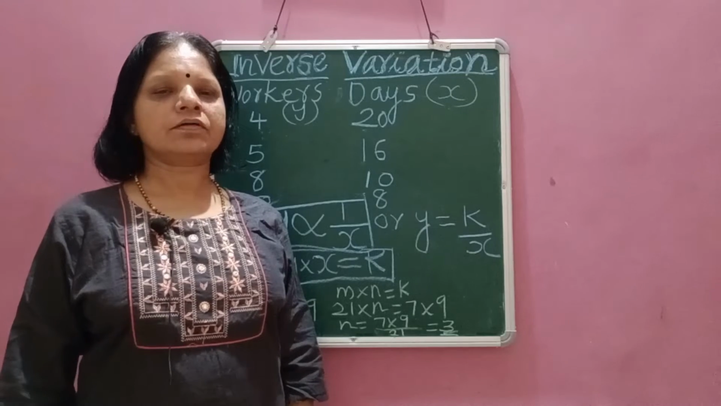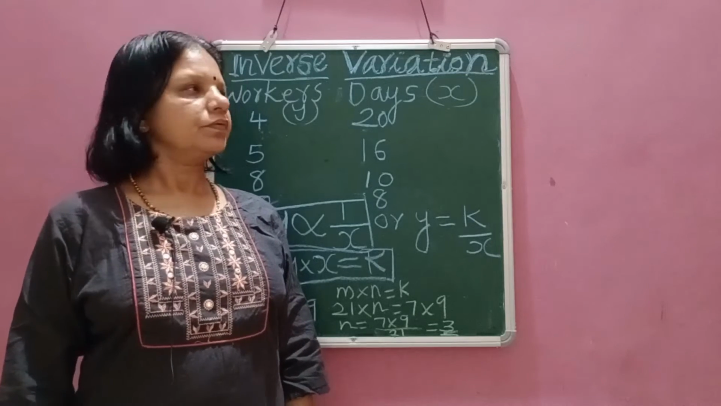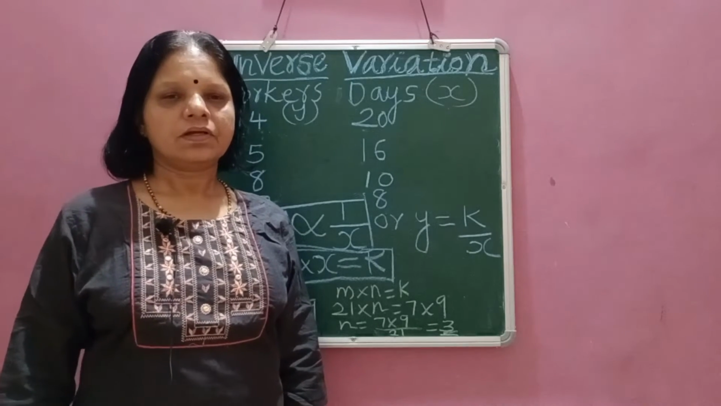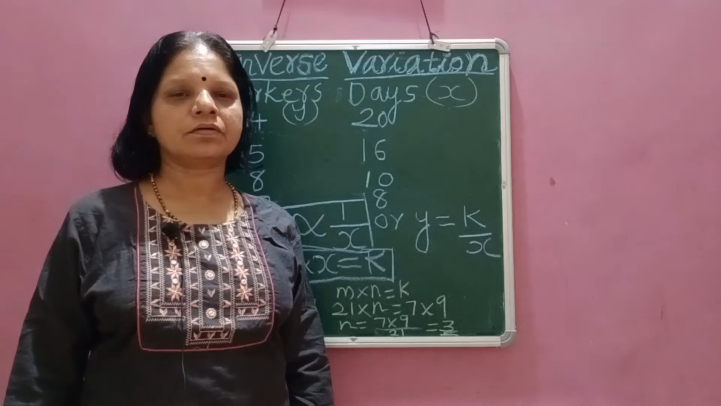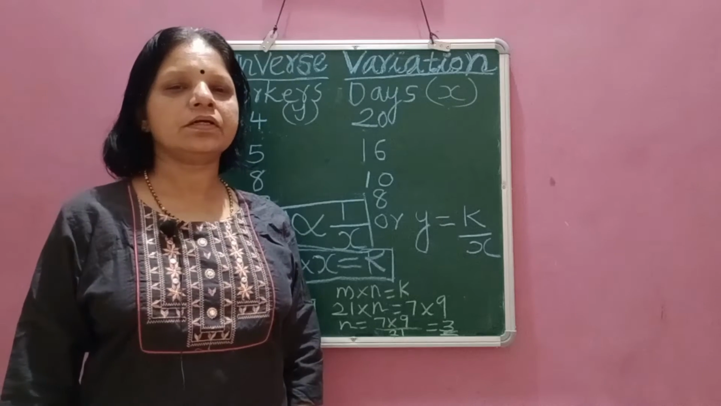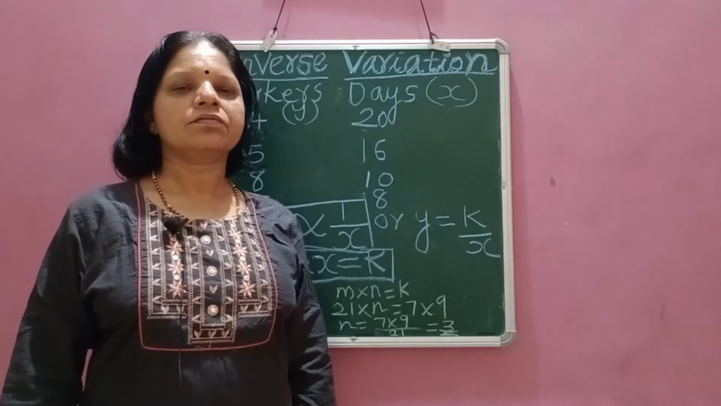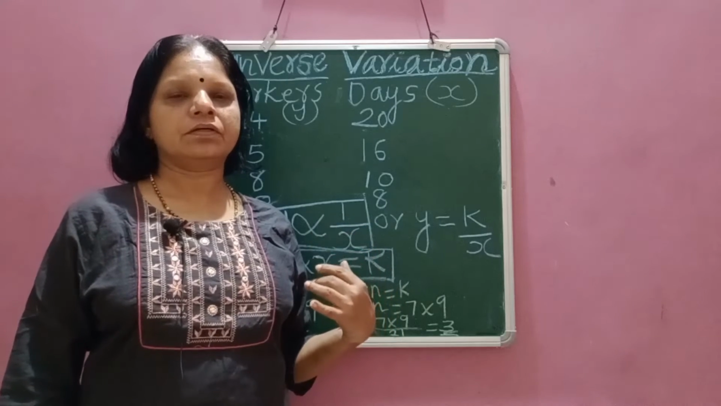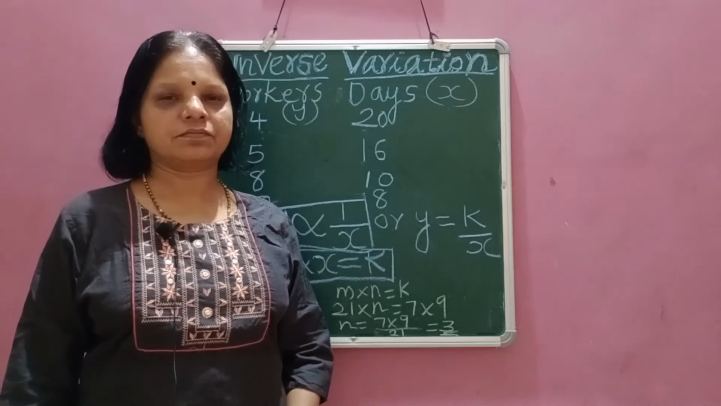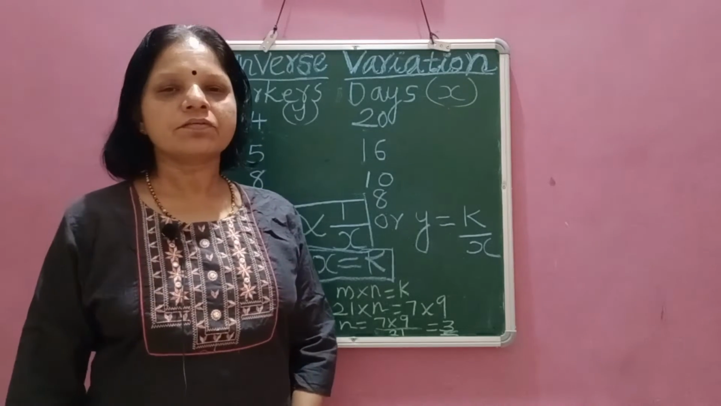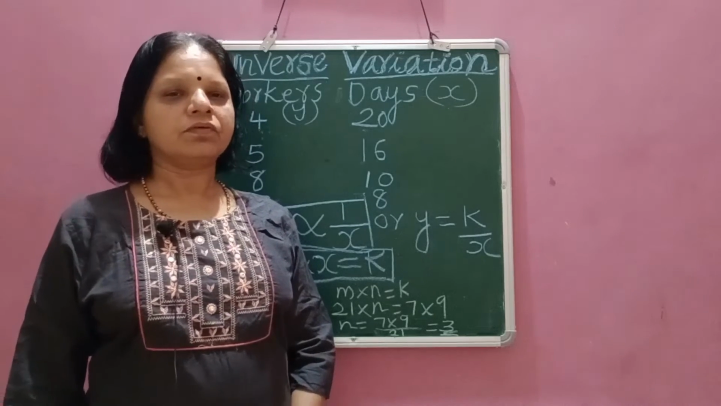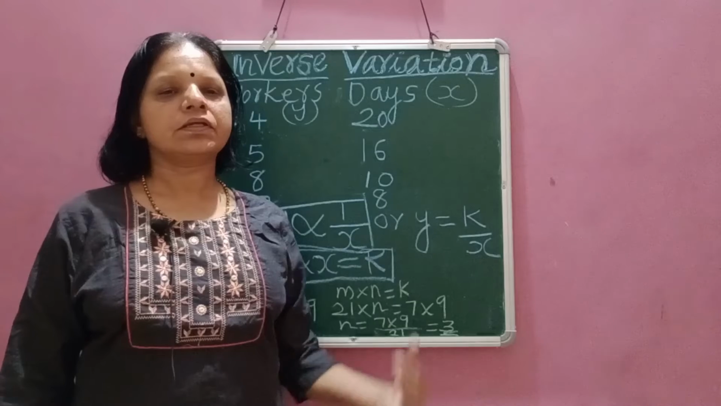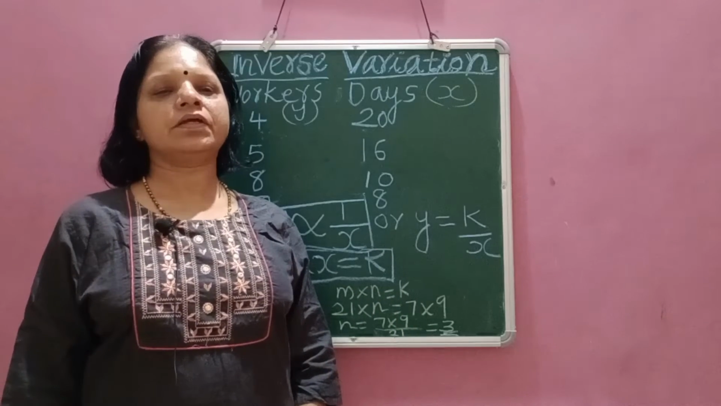So let us start today's lesson, that is inverse variation. Last class you have studied what is variation and what is direct variation. This is another type of variation, the relation between two quantities, that is inverse variation. From the word inverse only you will get the meaning of inverse variation. It is just opposite of direct variation.